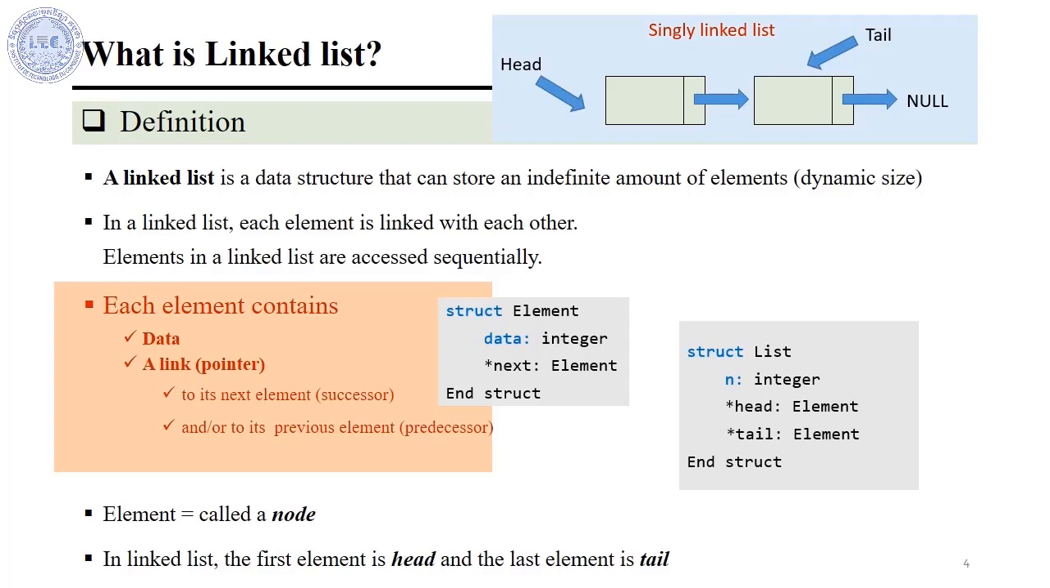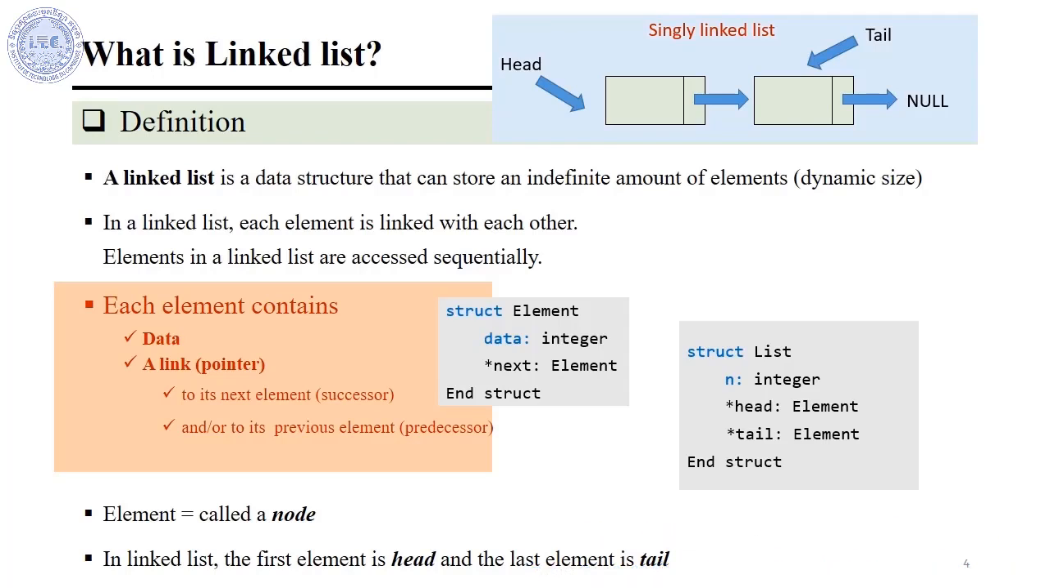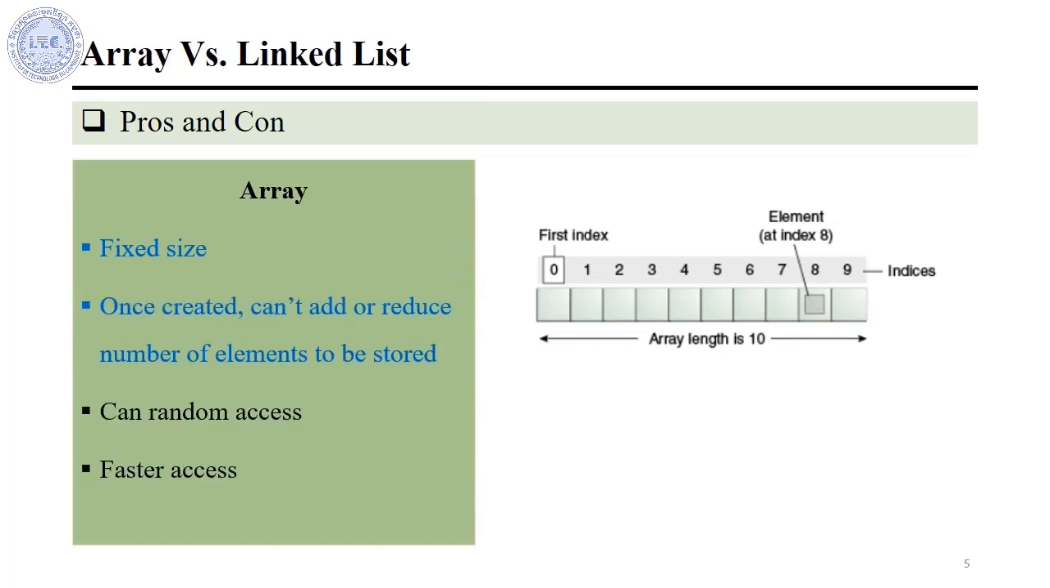And when we create a linked list, we need to create some certain data structures. The first one is element, which consists of data and the pointer. And next, we also store list structure variables, which consist of n, which represents the number of elements in the list. When we add an element to the list, we need to increment this variable. Next, we have a reference to the head and tail. So these two data structures should be created so that we can store information as a linked list in a compact way.